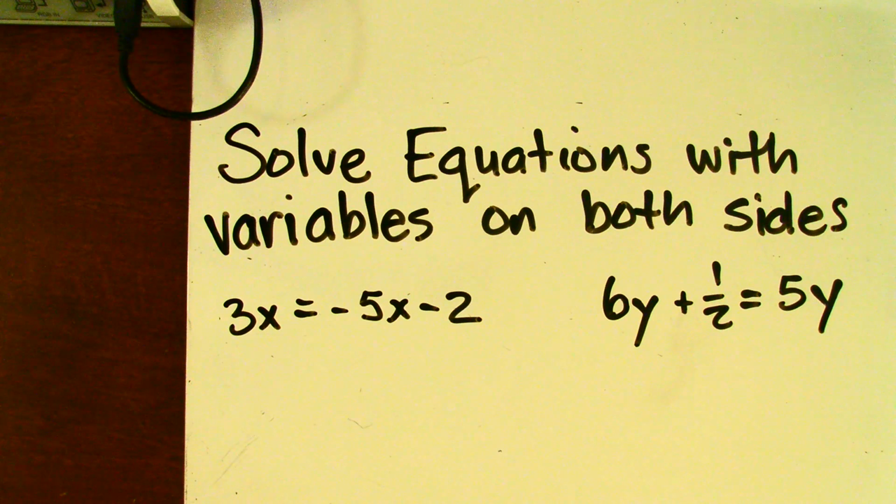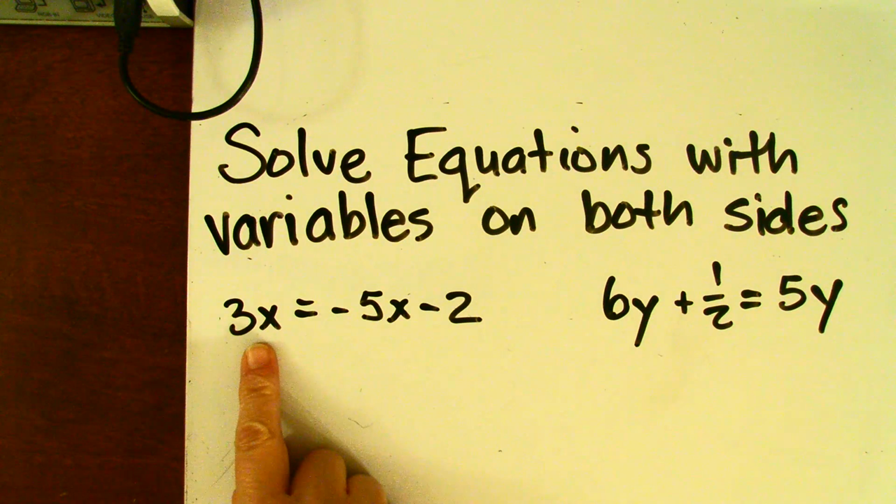Now let's look at some examples that have variables on both sides of the equal sign. Again, our goal is to isolate the variable and have everything else on the other side of the equal sign. In the first example, 3x equals negative 5x minus 2. We want to combine those x's onto one side.